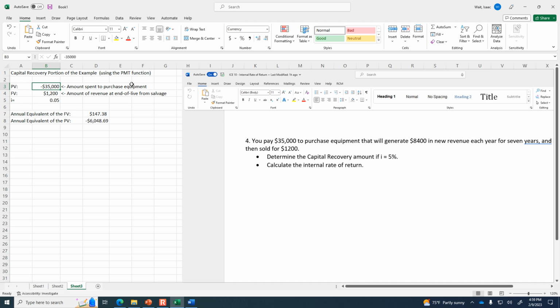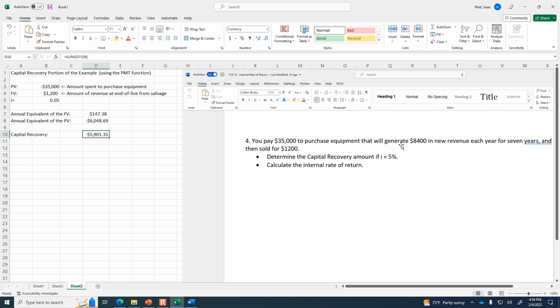Okay, so then the capital recovery is the difference between the two. Okay, so capital recovery, it is, add them together. So the other way to think about this is how much revenue would you need to earn each year to justify the equipment? $5,901.31. Luckily for us, it's generating $8,400.